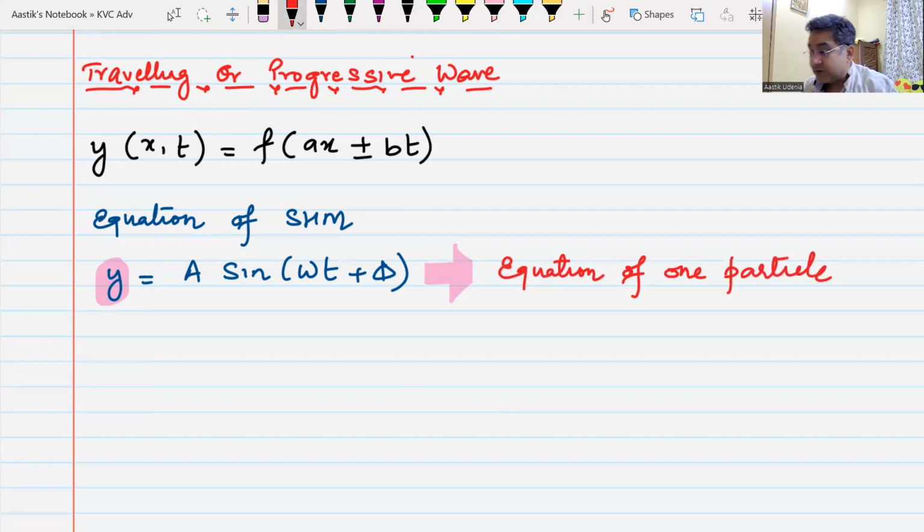This is the equation of one particle. I have to write the equation of all the particles at all times. Now, how will I write the equation of all the particles at all times? Who can tell me this? How can I write the equation of all the particles at all times?